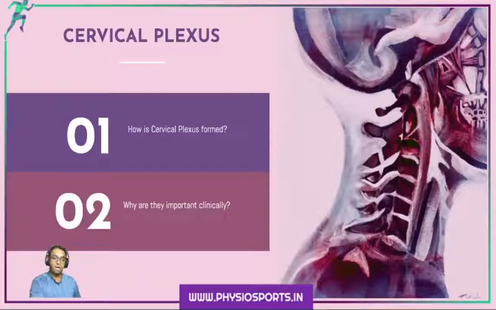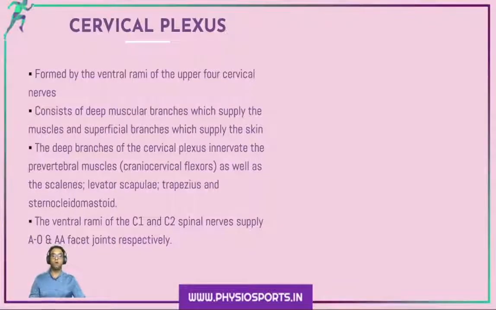Let's have a quick look at how the cervical plexus is formed and how it is important clinically. The cervical plexus is formed by the ventral rami of the upper four cervical nerves, which consist of deep muscular branches, which supply the muscles, and superficial branches, which supply the skin. The deep branches of the cervical plexus innervate the prevertebral muscles, which are the craniocervical flexors, as well as the scalenes, the levator scapulae, the trapezius, and the sternocleidomastoid. We will study these muscles in the kinesiology presentation.